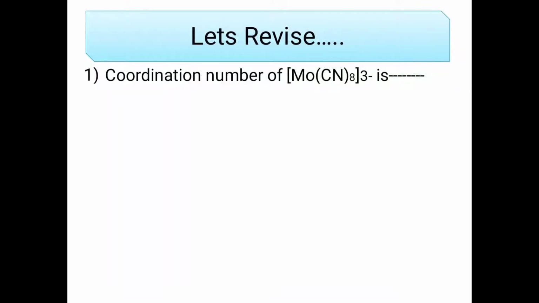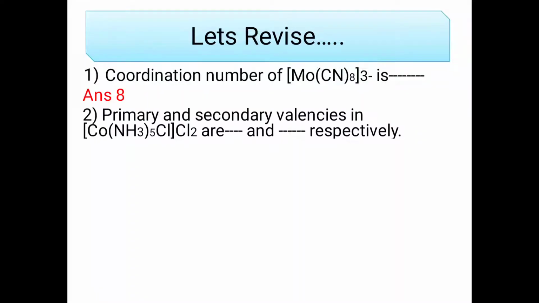First question. The coordination number of the given complex is? What is the coordination number? Coordination number is the number of ligands attached to the central metal atom. So here we see that 8 cyanides have been attached to molybdenum. So the coordination number here is 8. Let's check if the answer here is correct. Yes, it is 8.